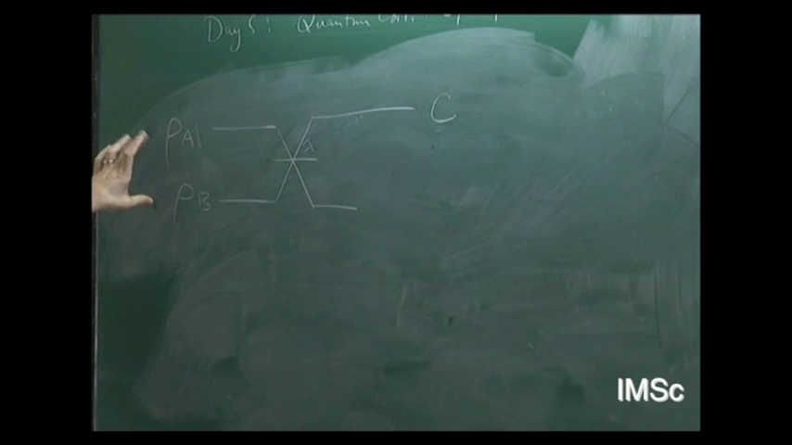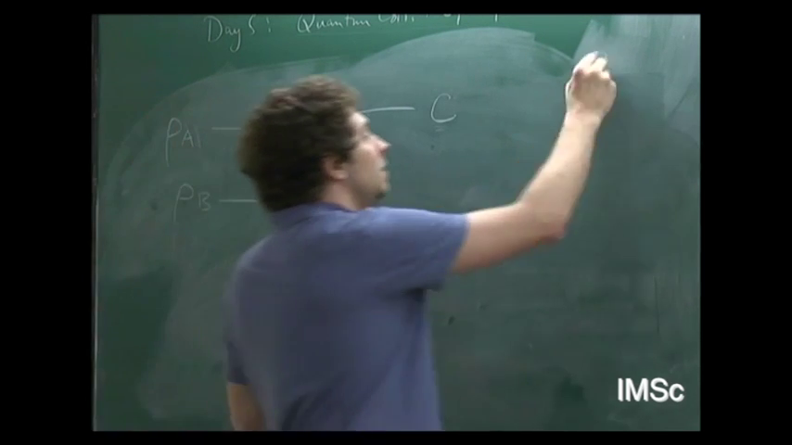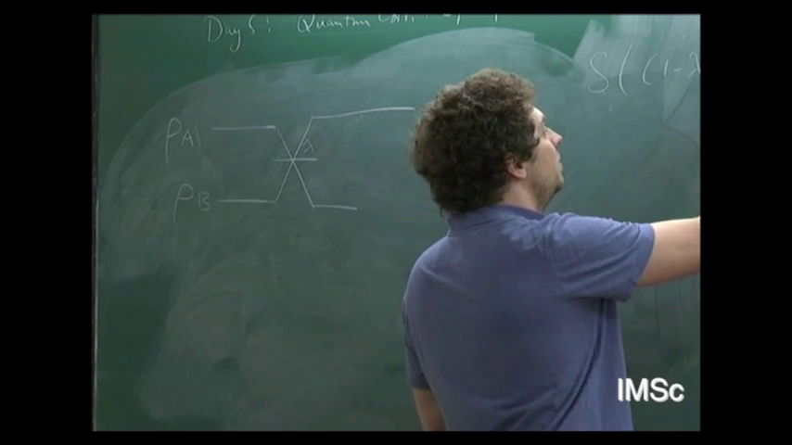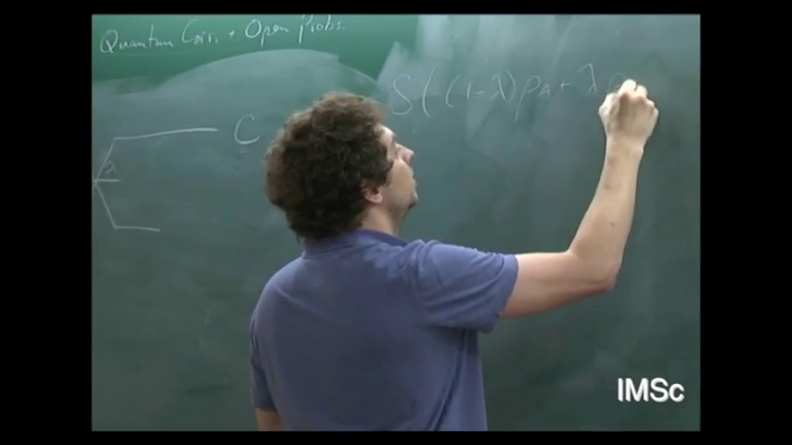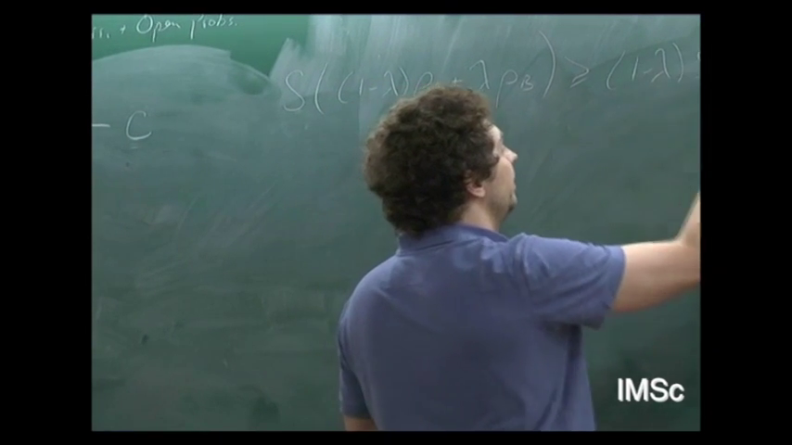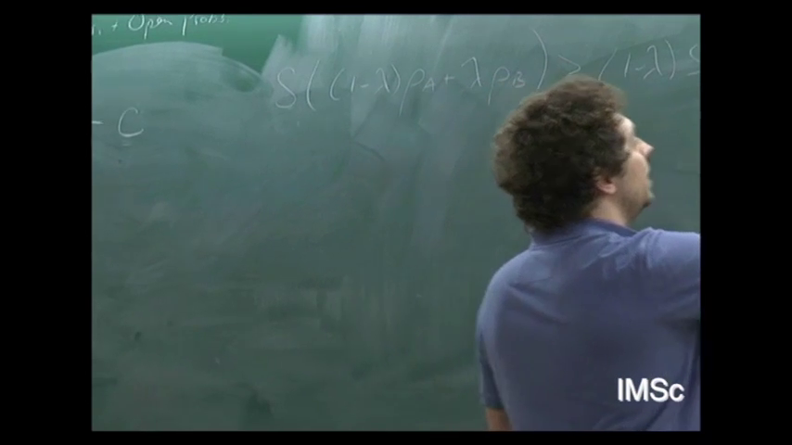If I was mixing these two together, literally taking the mixture of these two density matrices, we would know that 1 minus lambda of rho A plus lambda of rho B, that was the density matrix, and the entropy of that is bigger than or equal to 1 minus lambda entropy of A plus lambda entropy of B.